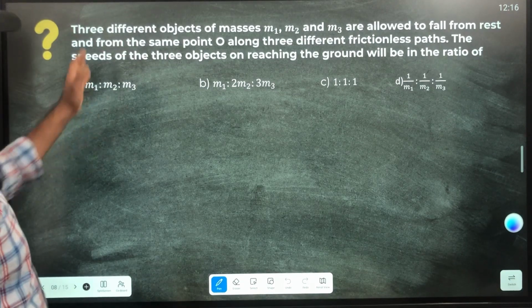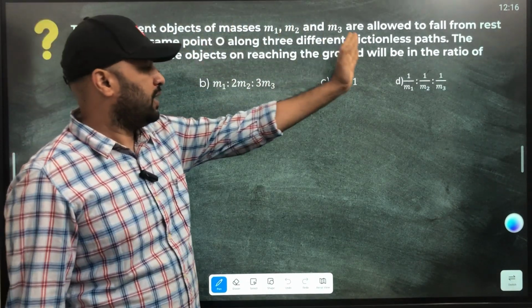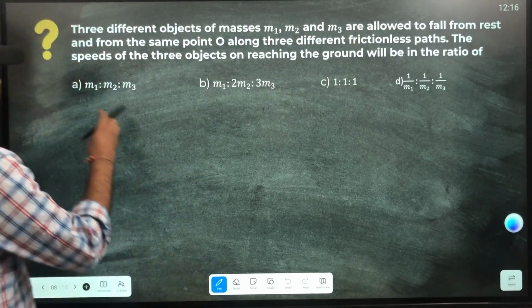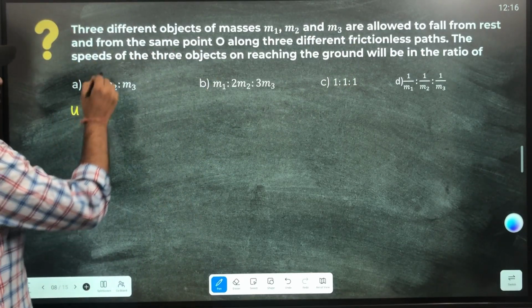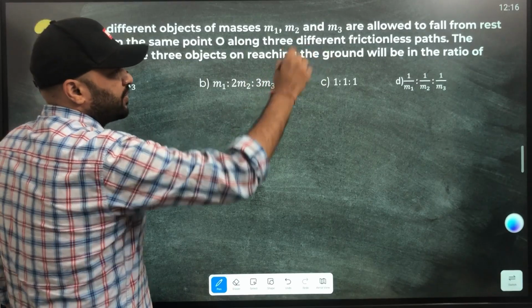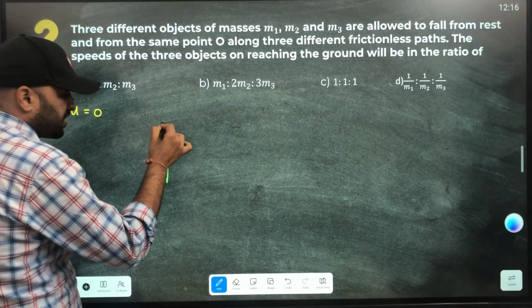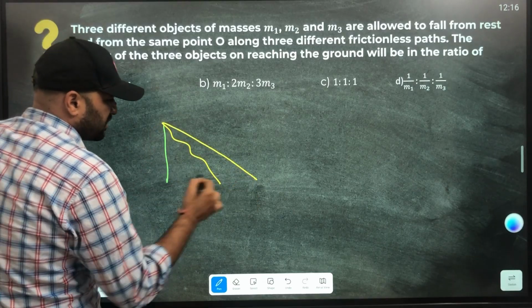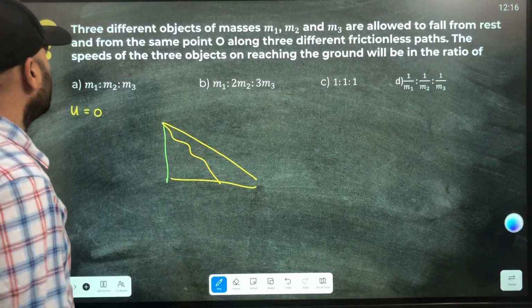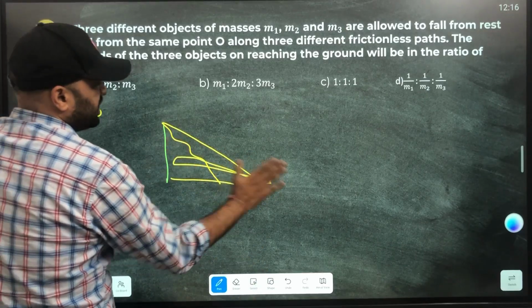Great. The next question says 3 different objects of mass m1, m2 and m3 are allowed to fall from rest, so initial velocity is 0, from the same point O along 3 different frictionless paths. So there are 3 different paths and all 3 are frictionless, like this. Any path is there. The speeds of the 3 objects on reaching the ground.